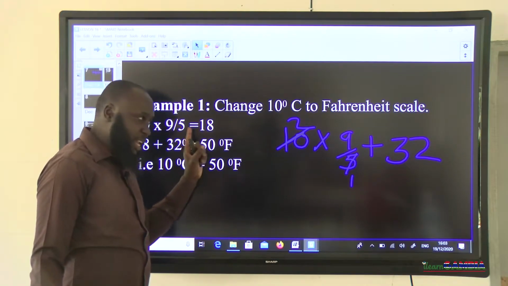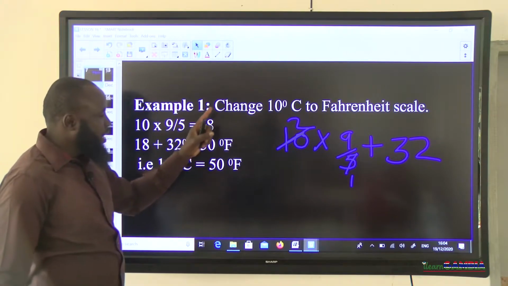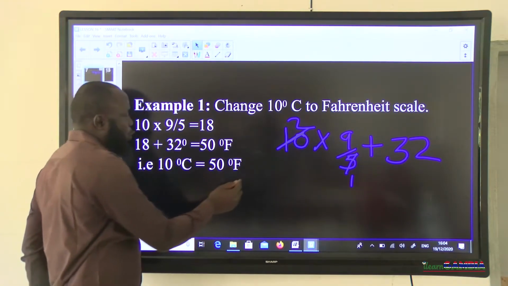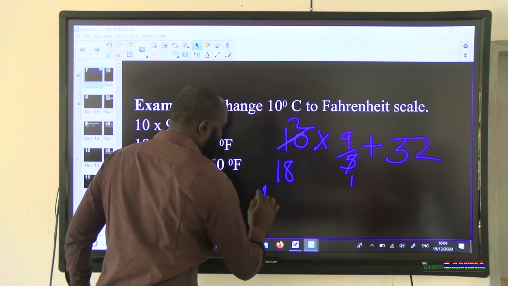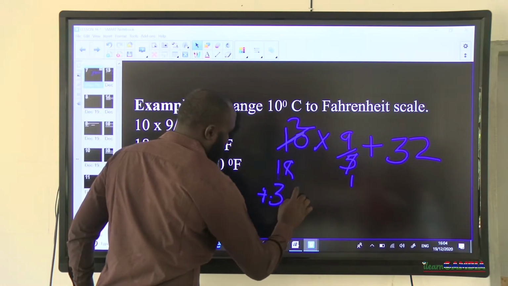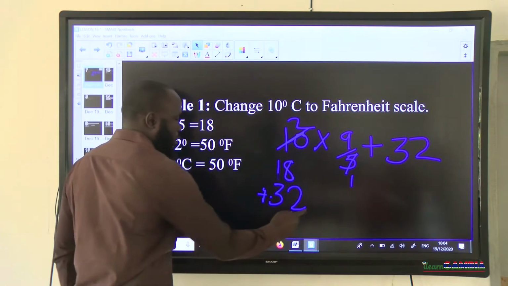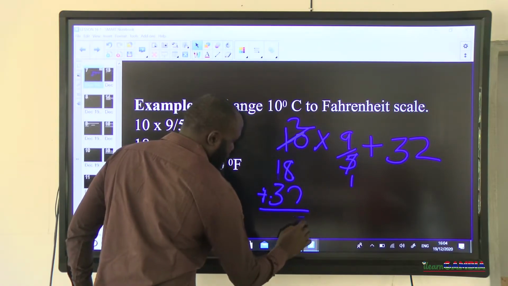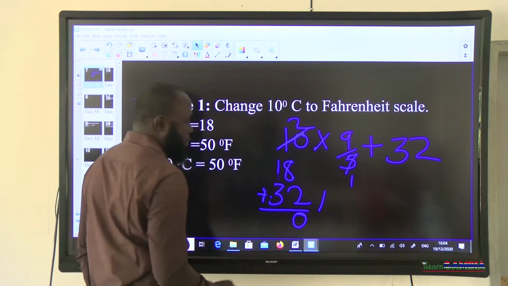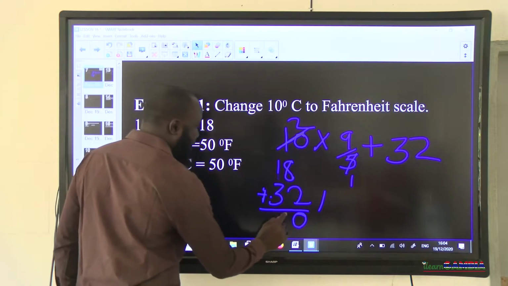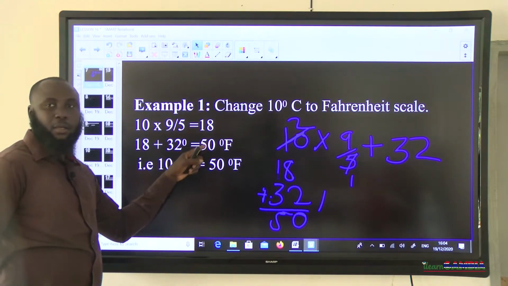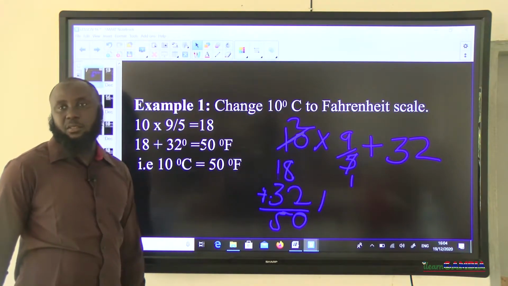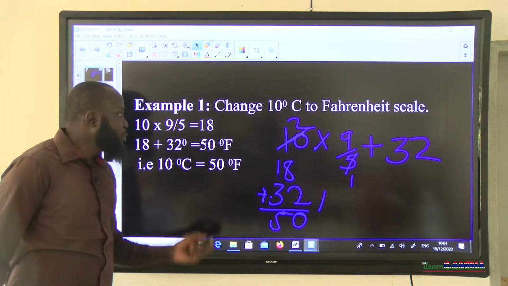Where is this 32 from? That is from the formula, because remember, the formula says x times 9/5 plus 32. Is that understood? Now, when we add 18 to 32, this is 18 plus 32. This will give us 2 plus 8, 10, 0 and carry 1. 3 plus 1, 4 plus 1, 5. So you can see we have 50 here. So in short, 10 degrees Celsius or centigrade is equal to 50 degrees Fahrenheit. Let's move to another example.